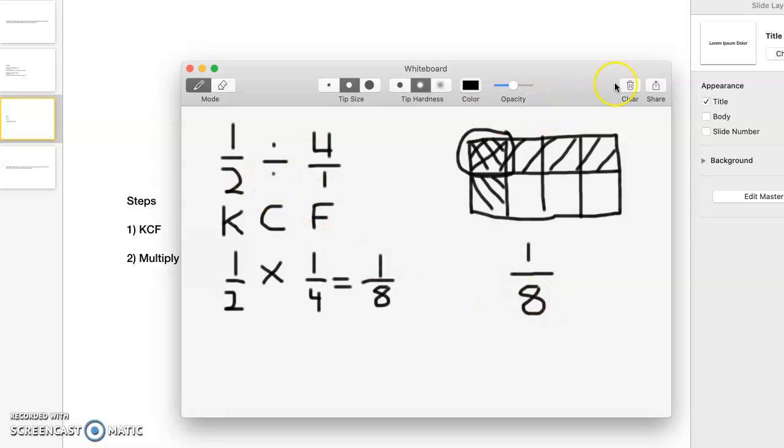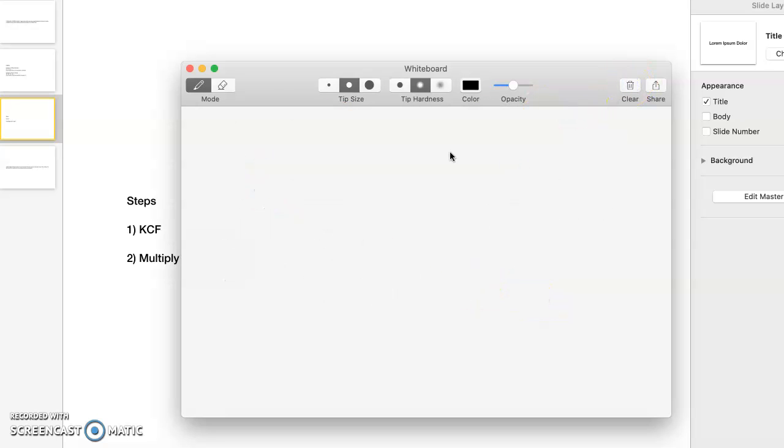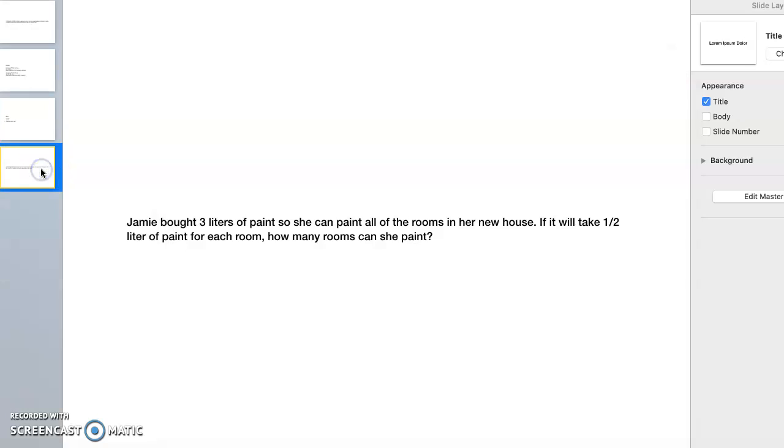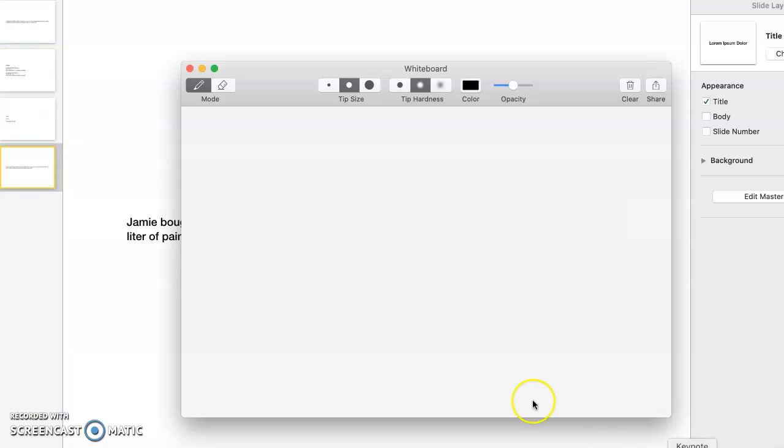Let's do a second problem. Jamie bought 3 liters of paint so she can paint all of the rooms in her new house. If it will take 1/2 liter of paint for each room, how many rooms can she paint? So it's going to be 3. And remember, just like before, 3 is a whole number, so we're going to put a 1 under it. We're going to divide it by 1/2.